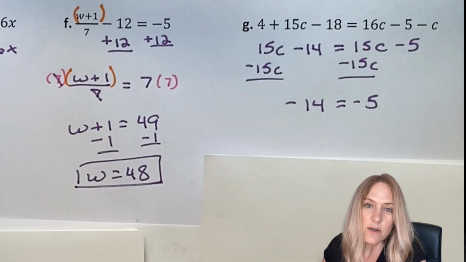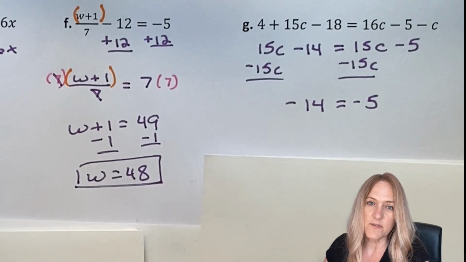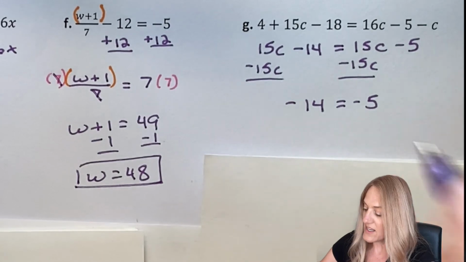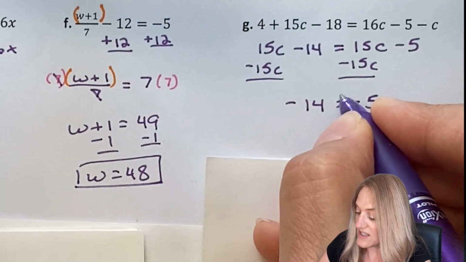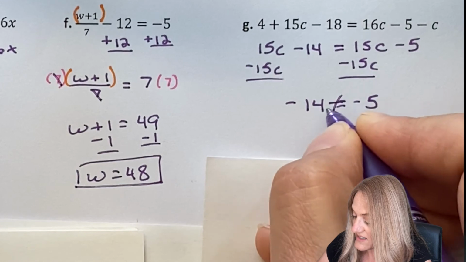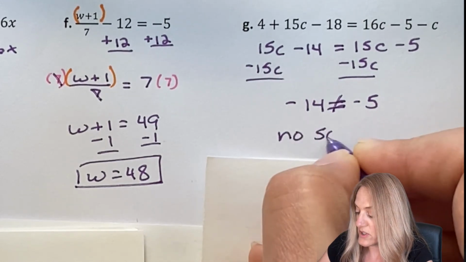You might have already seen what was going to happen, but after you subtract that 15c from both sides, we get negative 14 equals negative 5, which of course is not true. So we say that does not equal, and therefore there is no solution to this problem.